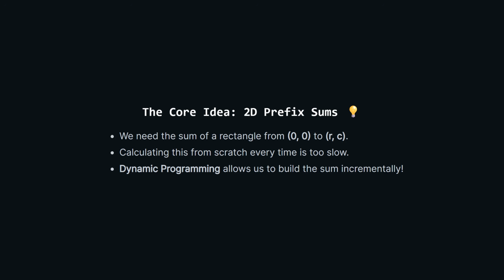To solve this efficiently, we shouldn't recalculate the sum for every rectangle from scratch. That would be like recounting all your money every time you find a penny. Instead, we'll use a technique called 2D prefix sums. We'll build up the total sum for each spot by using the work we've already done for the spots above and to the left of it.